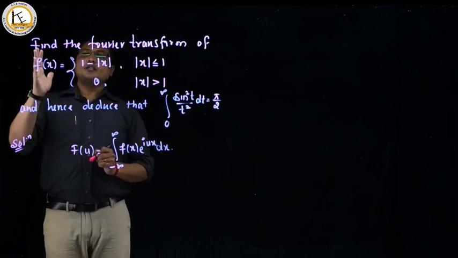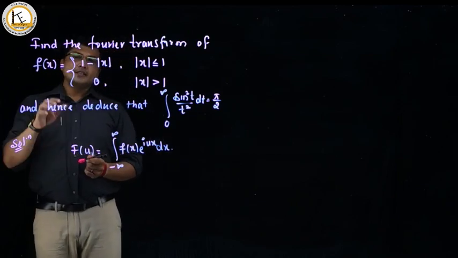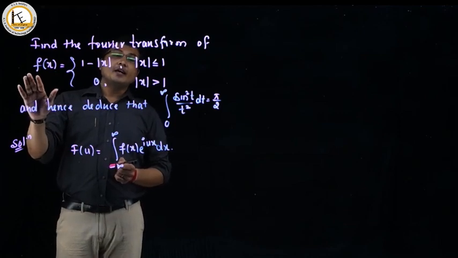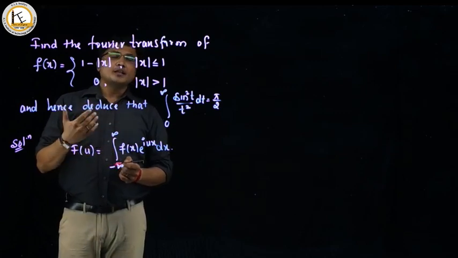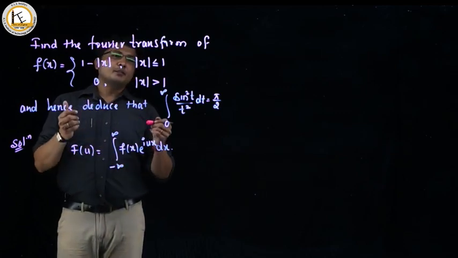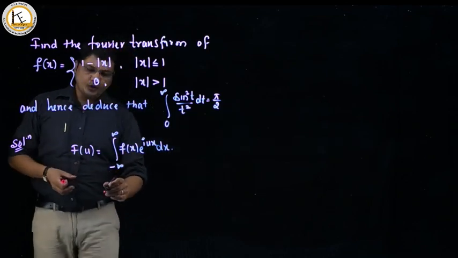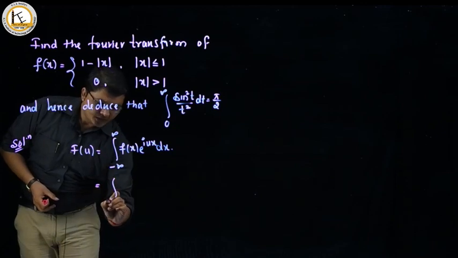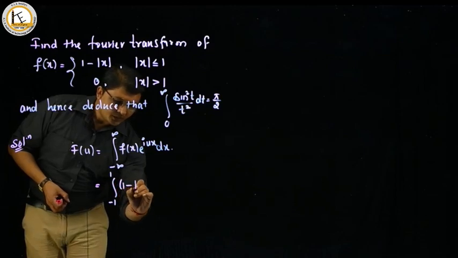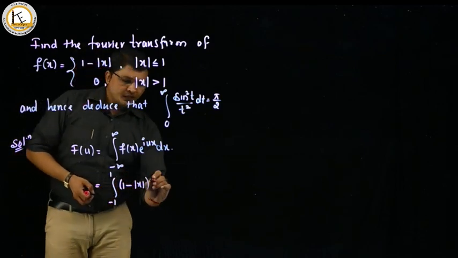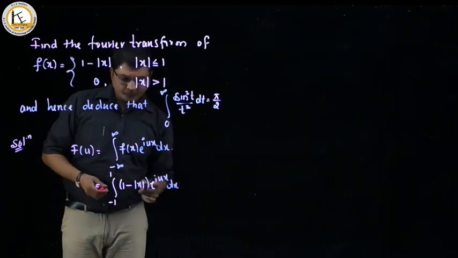Now we just need to replace this f of x by the given function. Since the function f of x is defined for mod x less than or equal to 1, that is, x lying between -1 and +1, as 1 minus mod x, replacing here, the limit is between -1 and +1, and f of x is 1 minus mod x into e raised to iux with respect to x.